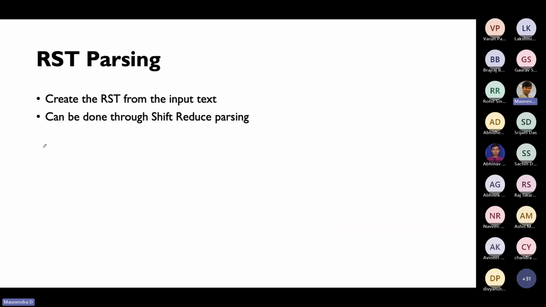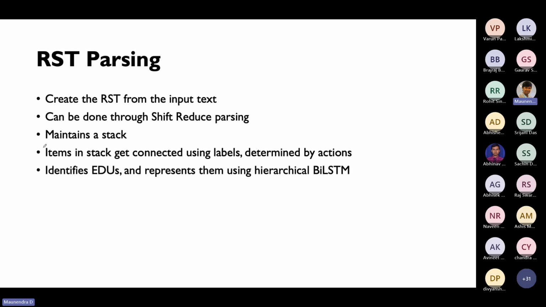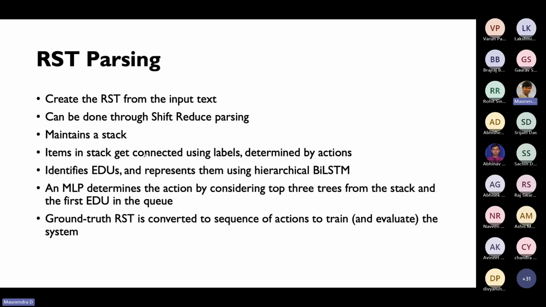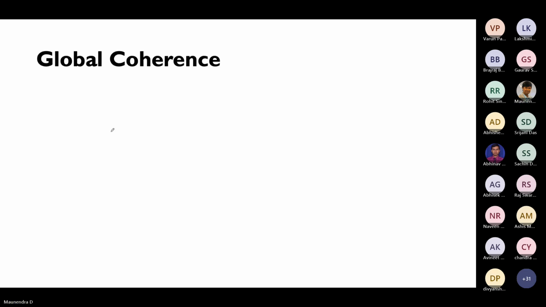Well, this talks about RST parsing, but I think we have covered it already. So the task is to create the RST from the input text. It can be done through shift reduce parsing. It maintains a stack, items in the stack. This actually requires understanding how the shift reduce parsing occurs. So if I have time at the end, I'll bring up that slide and explain. Otherwise, at this point, just assume that it can be done in this manner.